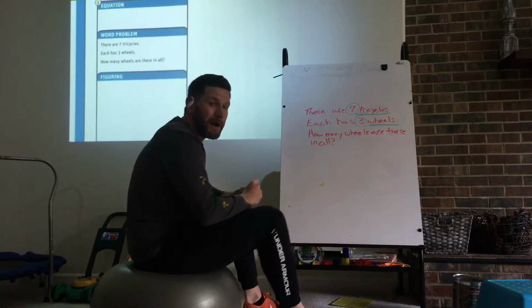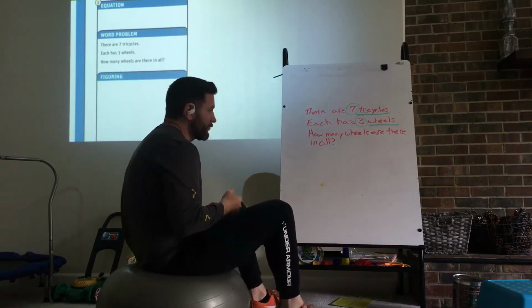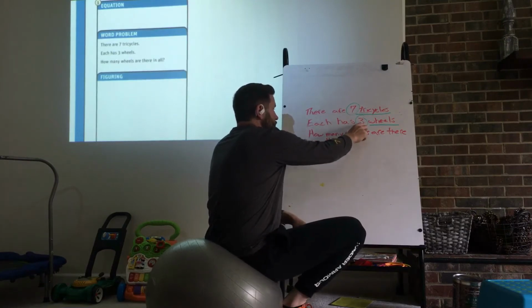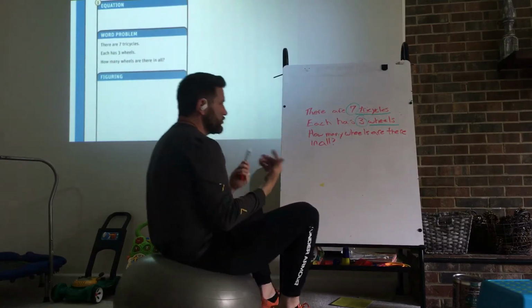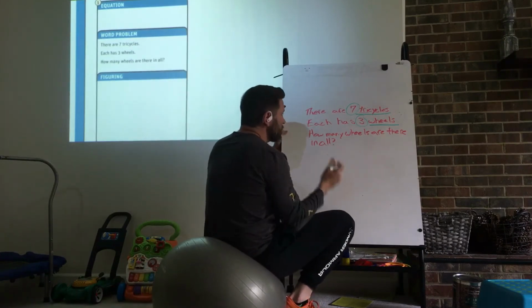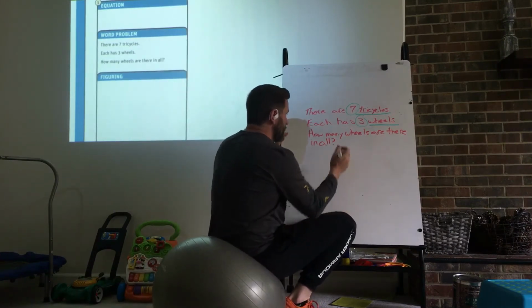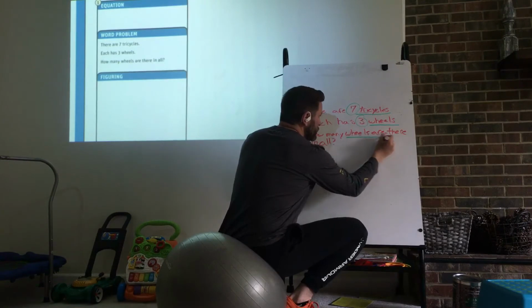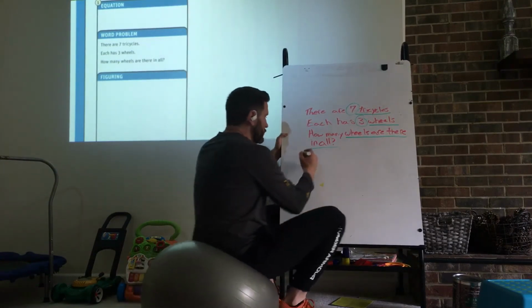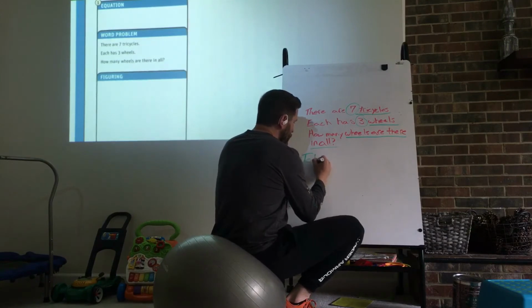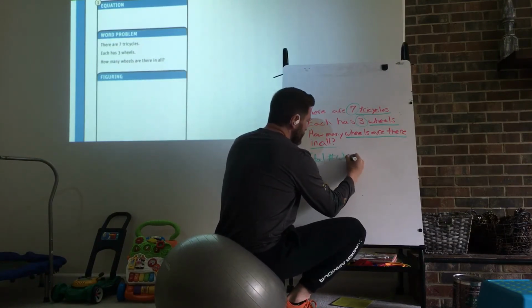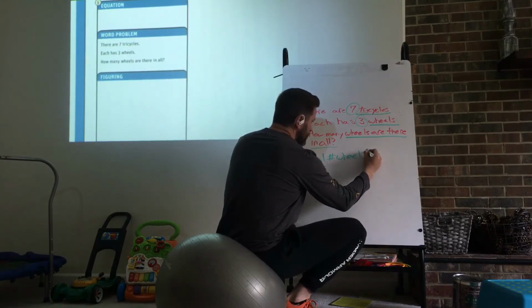So we have to figure out what operation we're going to do. We have 7 tricycles, and they each have 3 wheels. And the question, which you have to make your answer statement, is what is the question asking you to do? How many wheels are there in all? So how many total wheels? Total number of wheels. That's what it's asking.